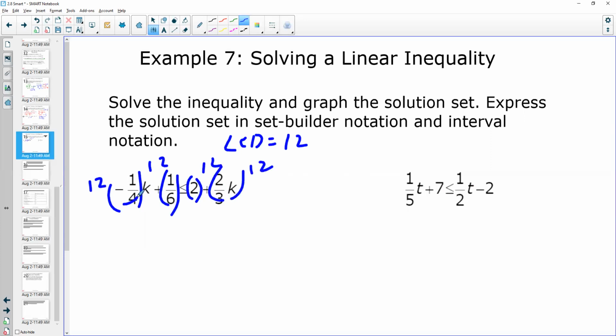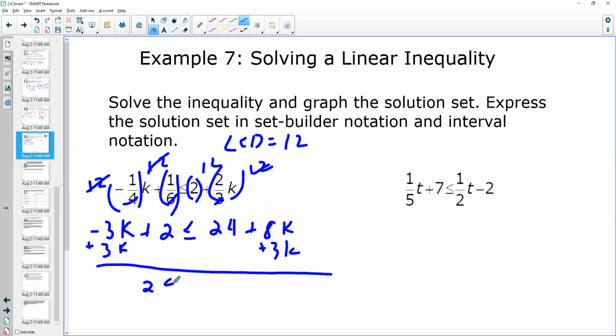All right, so 4 goes into 12 3 times. -1 times 3 is -3k. 6 goes into 12 twice, plus 2. Less than or equal to 12 times 2 is 24. 3 goes into 12 4 times, so 2 times 4 is 8k. Now I'm in a good place again. I can work. So plus 3k to both sides.